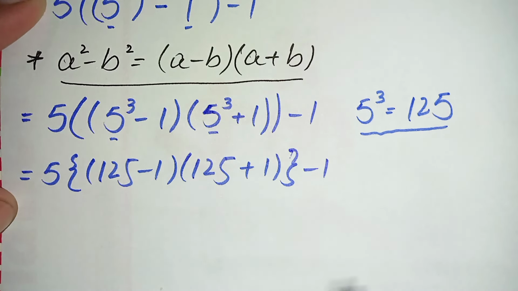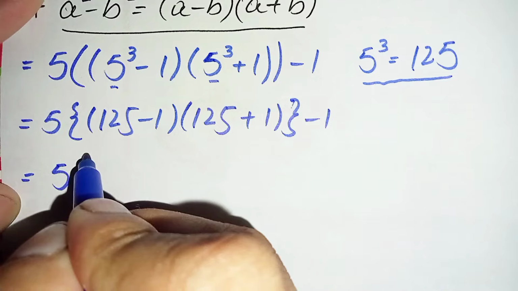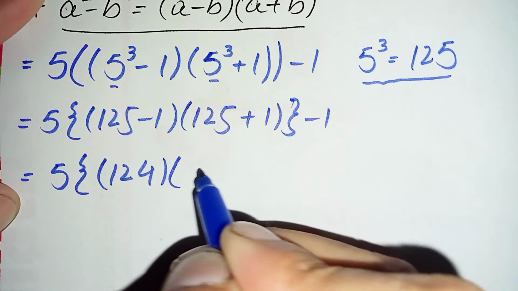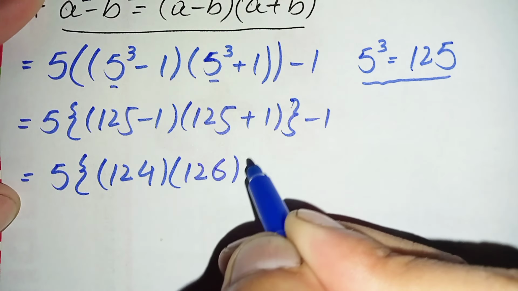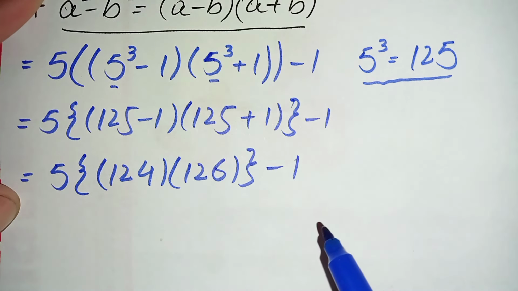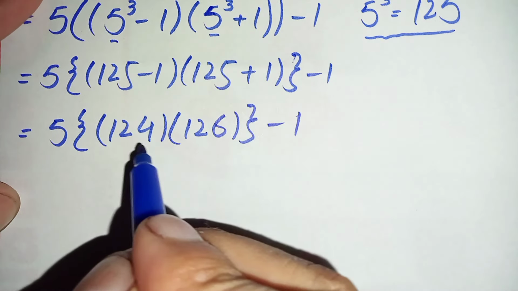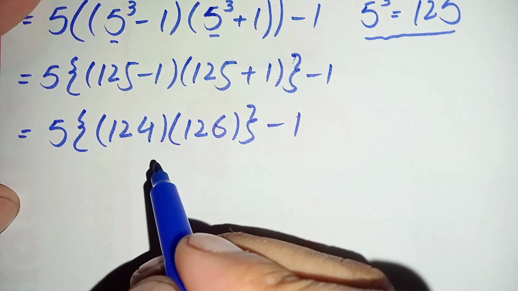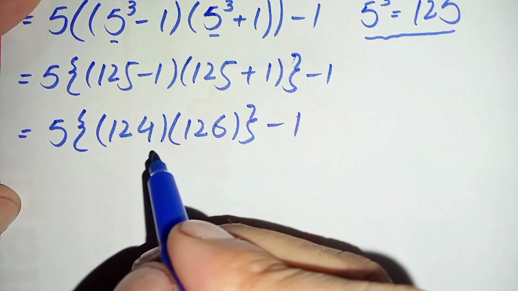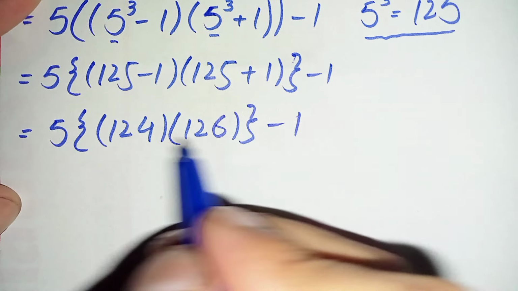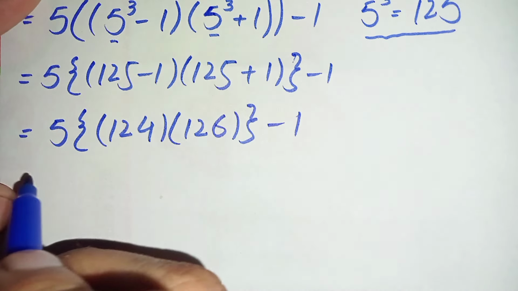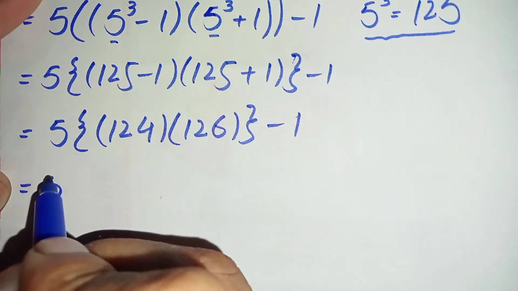So let us simplify these two numbers. This will become 5 times 124 times 126, minus 1. Here we will first multiply these two numbers with each other. We can multiply them by simple multiplication, but there is an easier way: changing these two numbers to sums of numbers whose multiplication is simpler than ordinary multiplication.